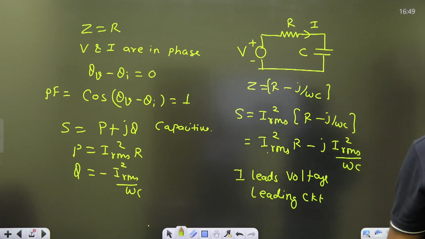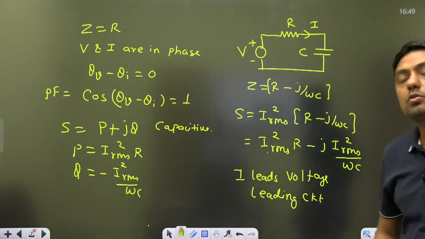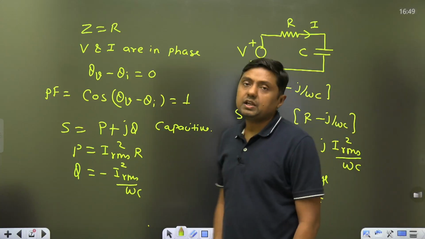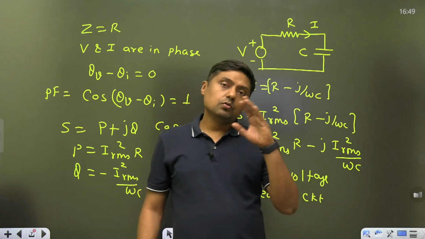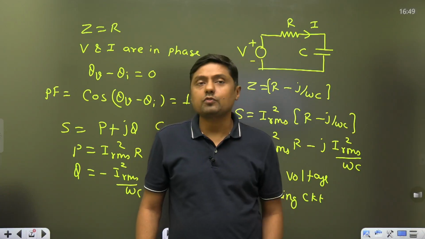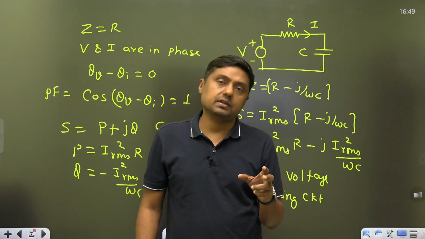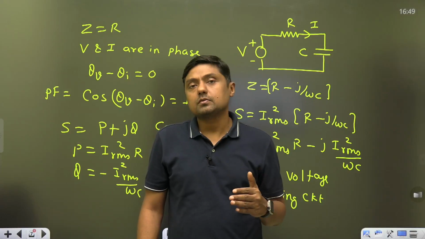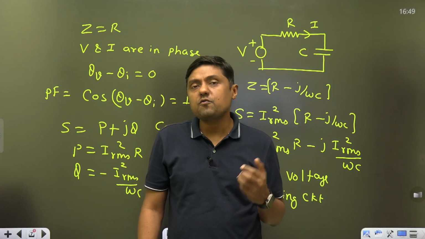No. Who told you that the real power is also called instantaneous power? No. Instantaneous power is a different thing. Instantaneous power means v(t) into i(t). That is a function of time at a particular instant. It is not real power. Real power is average power, effective power.